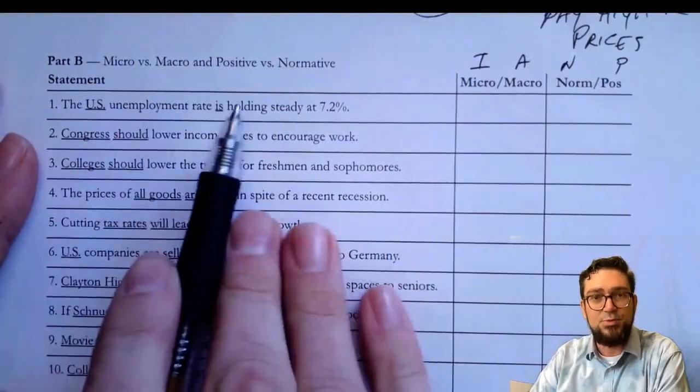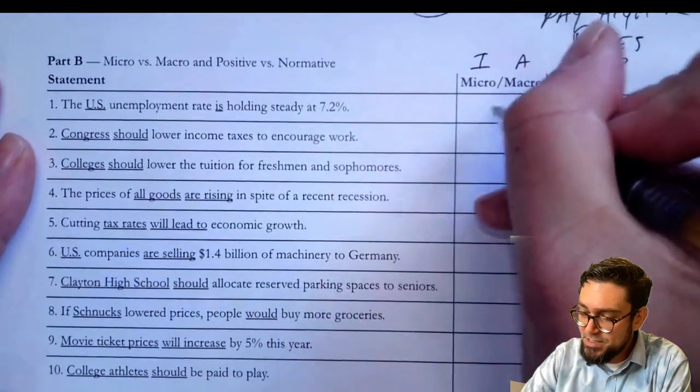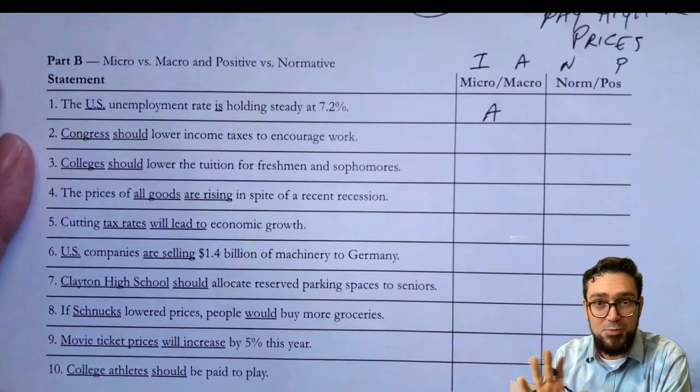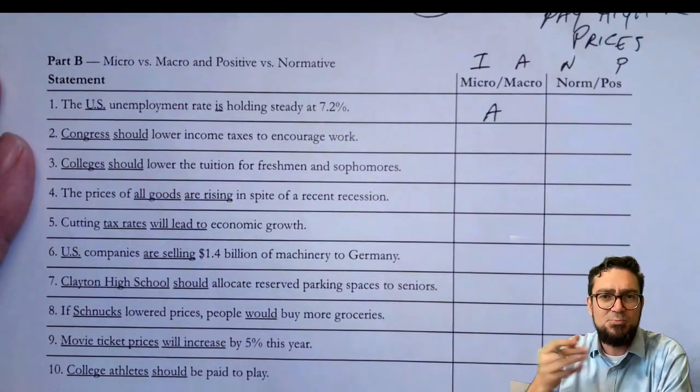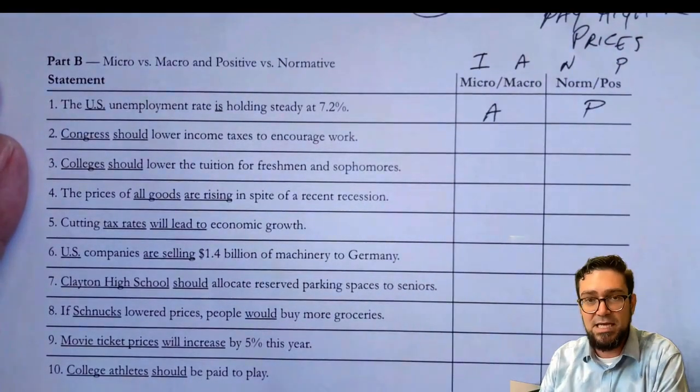The U.S. unemployment rate is holding steady at 7.2%. So that's the whole economy, so I'm going to say macro, and it's just a fact, right? By the way, today the unemployment rate is not 7.2, but this is more like the statement itself, right? So we'd say that's a positive statement, or a fact-based statement.